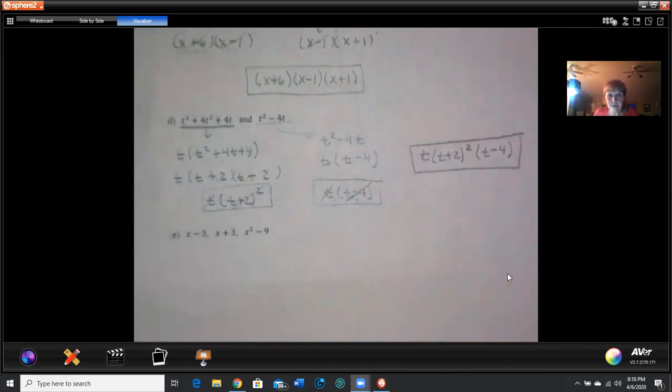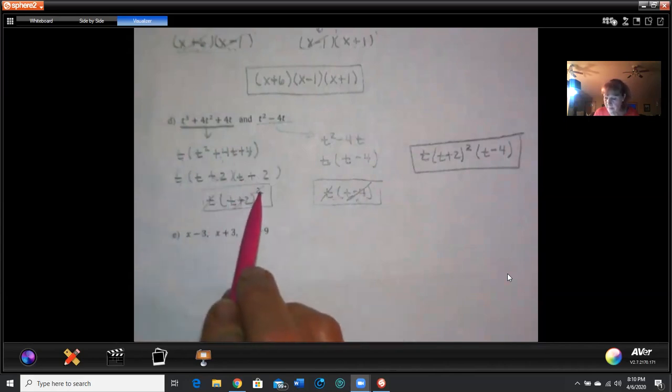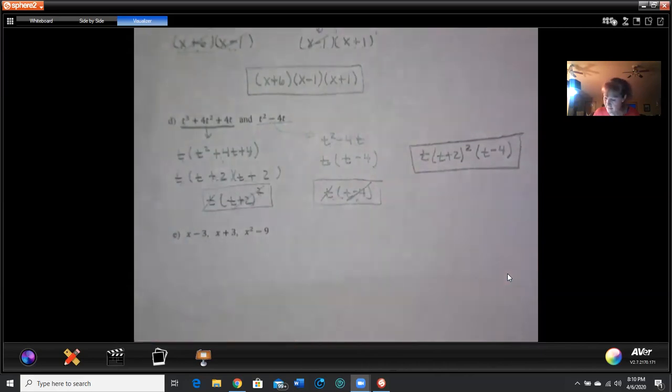So again, you're factoring, and if you do end up with 2 of something or 3 of something, make sure you write it as an exponent. If we would have had another t plus 2, I would have had it cubed here. But that wouldn't have been fun factoring, so let's not do that.